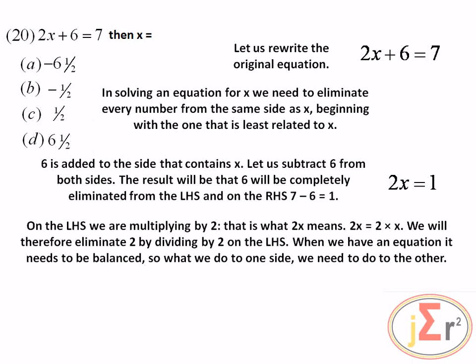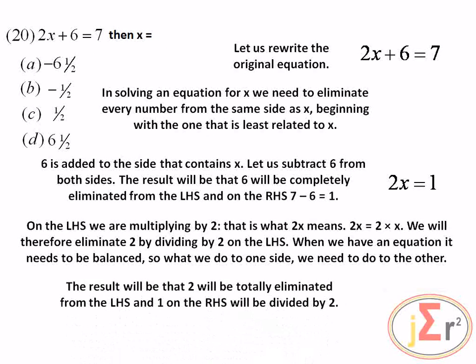When we have an equation it needs to be balanced. So what we do to one side, we need to do to the other. So we will divide both sides by 2. And what will happen? The result will be that 2 will be totally eliminated from the left-hand side, and 1 on the right-hand side will be divided by 2.